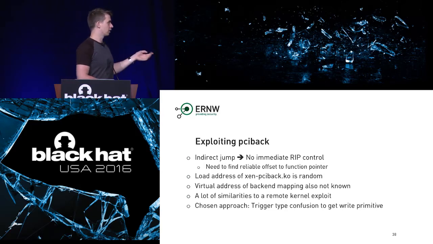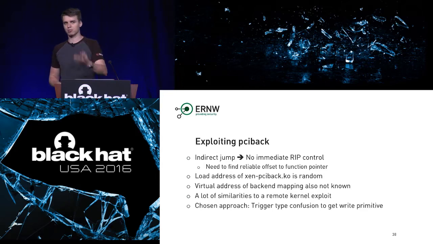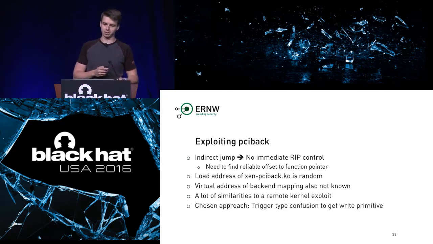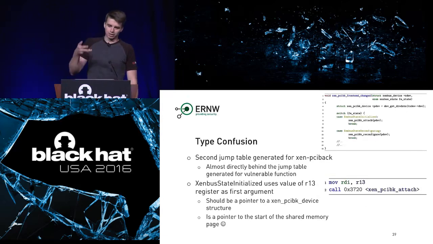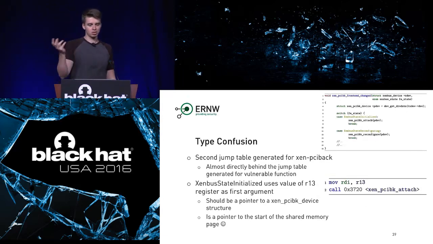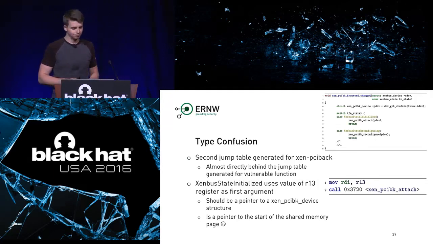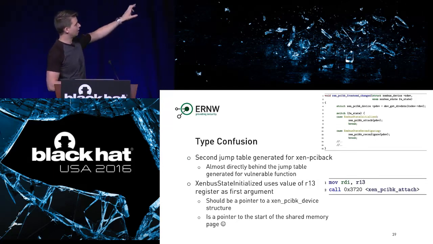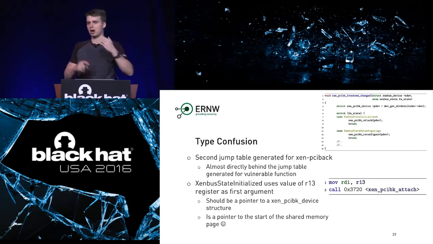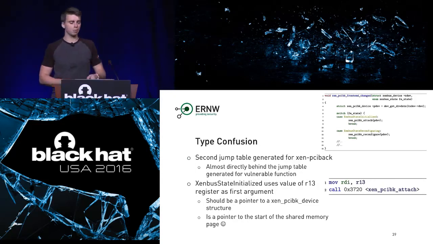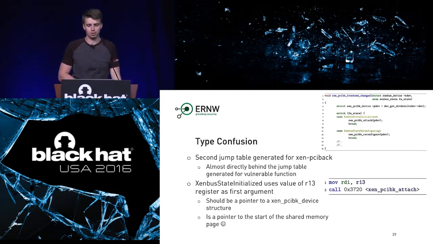The approach I've chosen is that I trigger a type confusion to then get a write primitive, and from the write primitive on, I walk forward. This has some downsides, as I'll show later on, but it kind of works for me. So if you look at the code of Xenpwn back, you will see there's a second jump table that's generated for this. It's almost directly behind the jump table that's generated for the vulnerable function. And you can choose an arbitrary function pointer out of this jump table. So we can jump into an arbitrary case statement of the code shown in the upper right, I'm sorry.